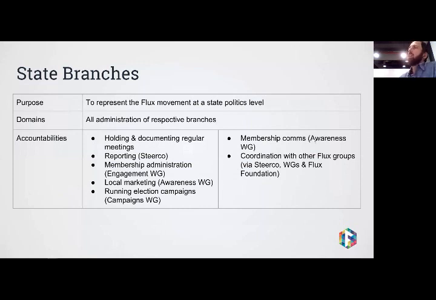There's also membership communications, so just ensuring that we're communicating with our members at a state level, and ultimately coordination with the other Flux groups, just ensuring that the state branch is linking in appropriately into steerco, into the working groups and the foundation.